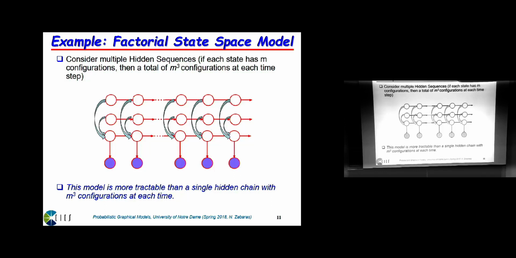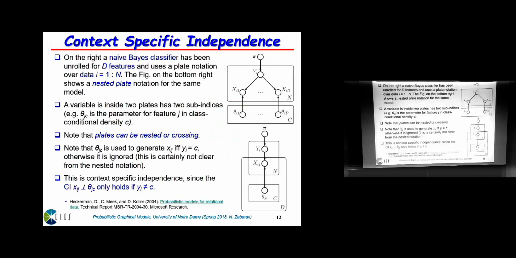So we will discuss these factorial state space models, and maybe we will give you a homework to work on later on in the course. Again, we will do all the details and inference on this type of thing. Maybe in 3 or 4 lectures we'll come back to this problem.